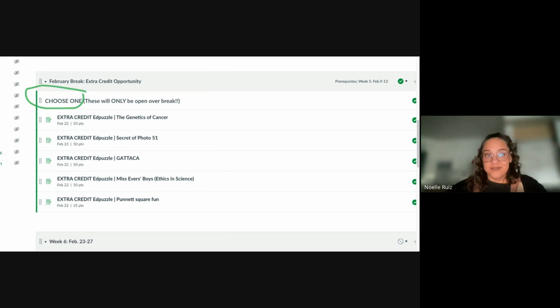Directions, choose one. These will only be open over break. The Genetics of Cancer and Secret of Photo 51, these are both documentaries. First one is about cancer, obviously. Photo 51 is about Rosalind Franklin and that picture. Gattaca and Miss Evers' Boys are movies. Gattaca has a lot of DNA stuff in it. And then Miss Evers' Boys is about ethics, and it's actually a really good movie for Black History Month as well. The African American community has a very tenuous relationship with the medical community, and there are reasons. The Tuskegee syphilis experiment is one reason. That's what this movie's about.